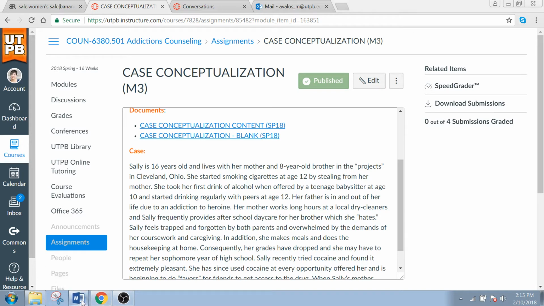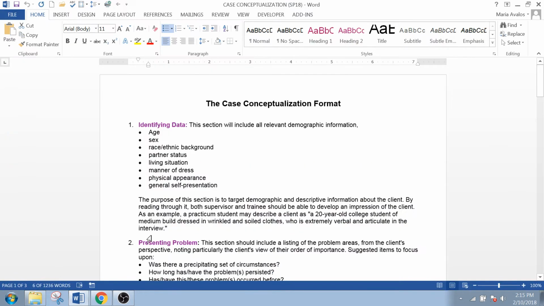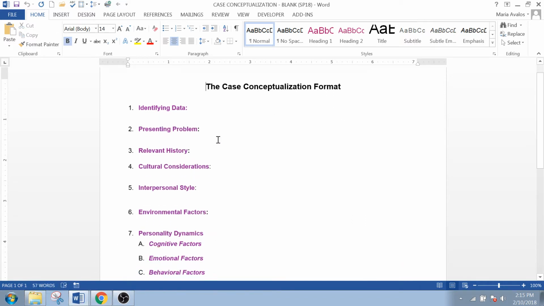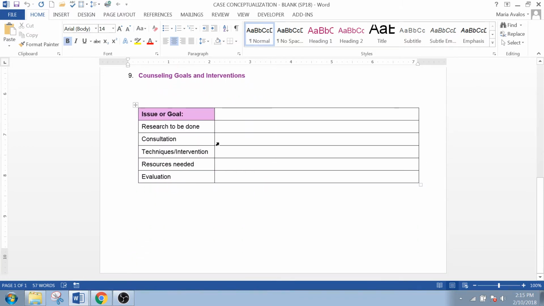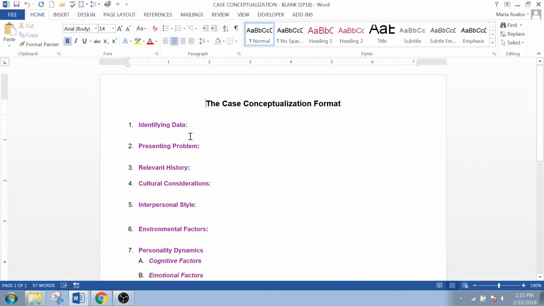So let me show you the first document. We'll talk about this one first. This is the actual document that I give you. This format is different from this blank one here. This is the blank one I told you about that you can come and fill out for yourself. I just happen to put it in this format. You can use this if it helps you remember.